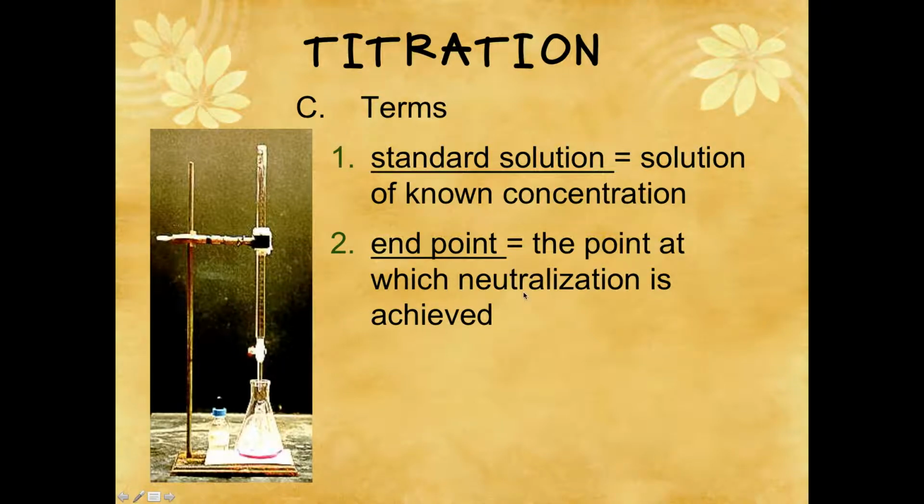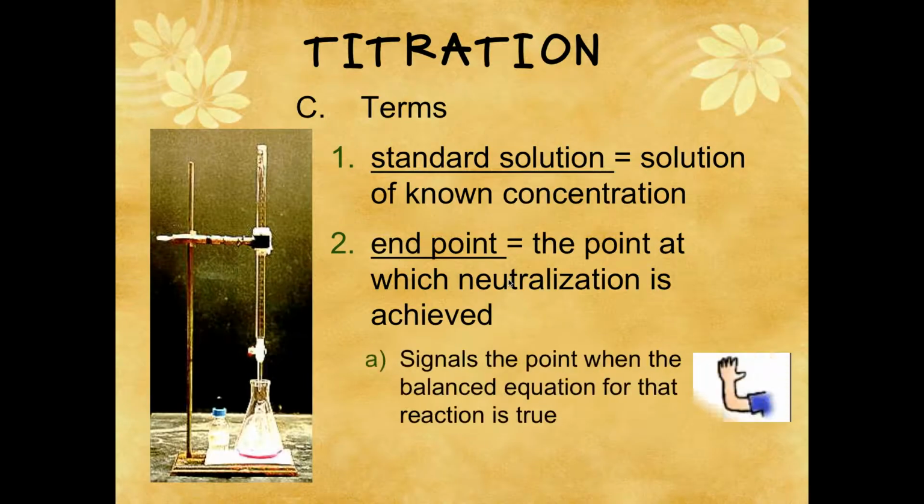So if you're doing an acid-base titration, the endpoint is when you stop, because you're neutral at that point, meaning you can use your balanced equation to figure out your chemistry answer. The endpoint signals the point when the balanced equation is true. So whatever reaction you're doing between acids and bases, that endpoint says, hey, stop here, because right now the data that you have matches your balanced equation. And then you can use that data to solve the problem that you're trying to solve. And we'll get into that in just a little bit.